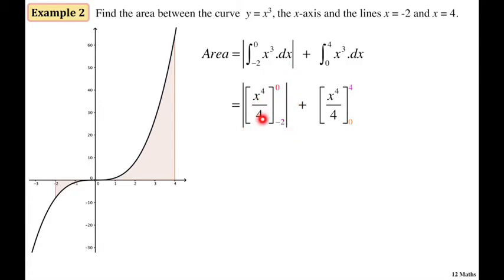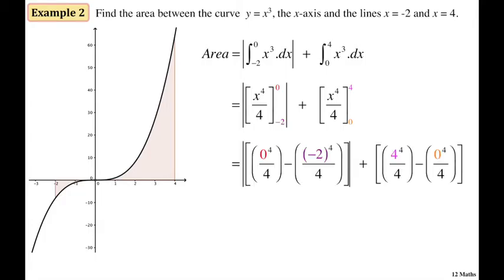So in this first section, everywhere I see an x, I'm going to put 0. Everywhere I see an x, I'm going to put minus 2, and I'm going to subtract the answers. And similarly over here, I'll put in x equals 4 and x equals 0 and subtract those answers. So let's see what we generate. Putting in 0 first, you get 0 to the power of 4 over 4, minus (minus 2) to the power of 4 over 4. Notice I put brackets there. That's important because that minus 2, when you raise it to the power of 4, is going to become positive.